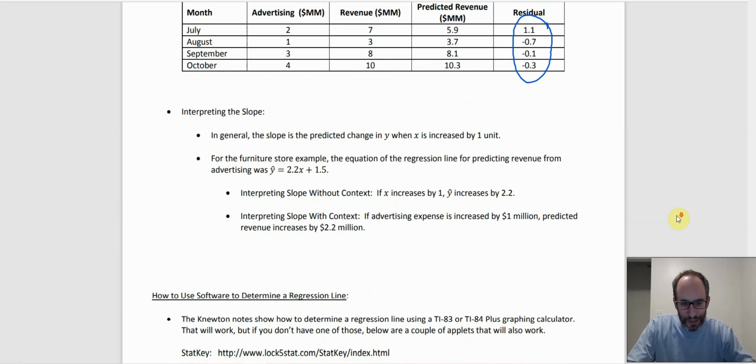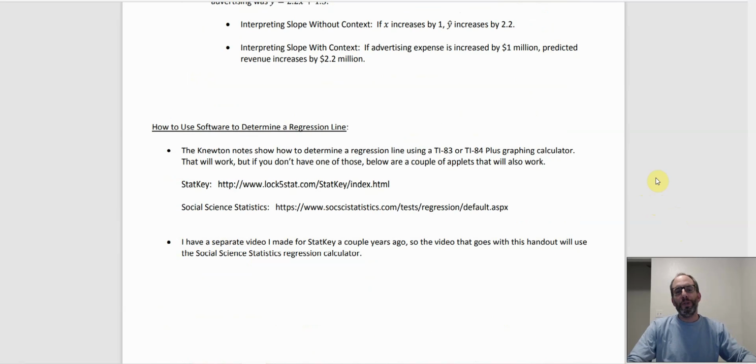All right, finally getting to using the software. The Newton notes show you how to do it with a calculator, specifically a TI-83 or a TI-84 Plus. But what if you don't have one of those? Then you're not going to be using one, I would imagine. So there are a couple of options here that are free applets that'll work out fine. StatKey, which in my old job was the book that we used, and it came with free software. That's its URL, and I made a video for that, and I'll post that in Moodle. I have an old video from like 3 years ago that I made for StatKey, and StatKey hasn't changed, so it would still work. The other one is this website for social science statistics.